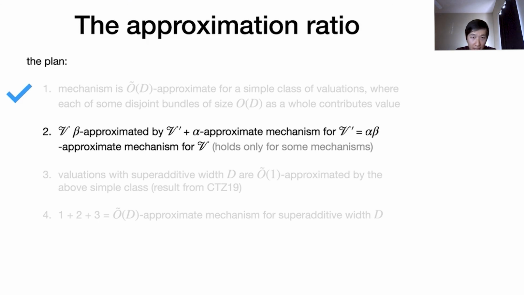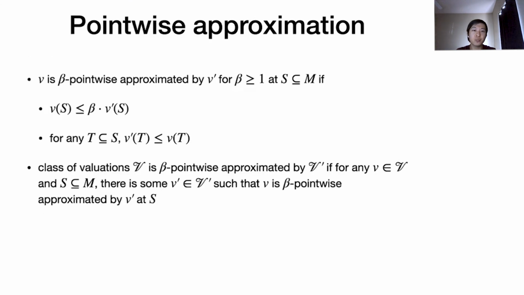So the first step is okay. Now we briefly look at the second step. So we say that valuation function V is beta pointwise approximated by V prime, for beta greater than or equal to 1, at S if the value of V of S is not too much larger than V prime of S. It's at most larger by a factor of beta. And for any subset T of S, V prime of T is no larger than V of T. So V prime is dominated by V. And also we say that a class of valuations script V is beta pointwise approximated by V prime if every member of V is beta approximated by some member of V prime.